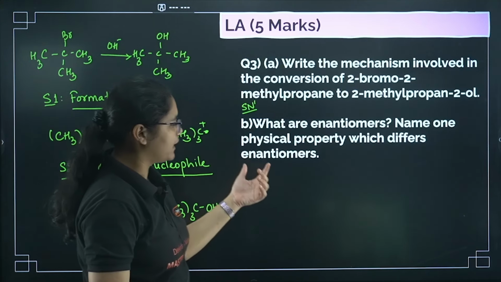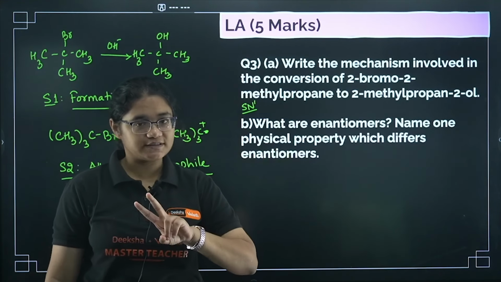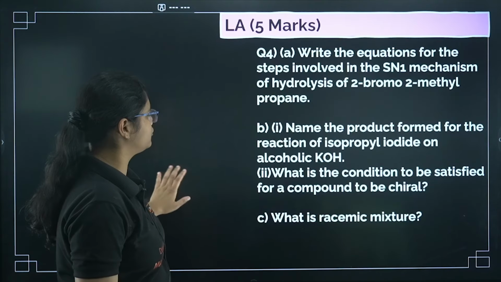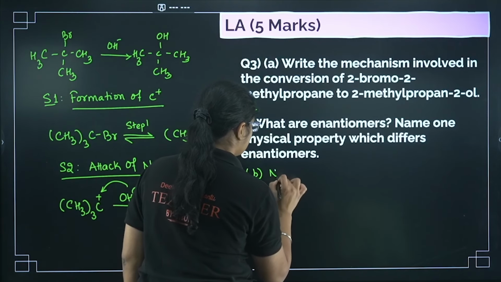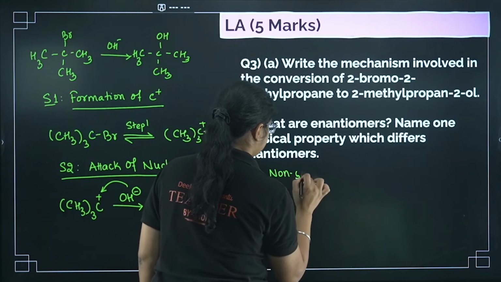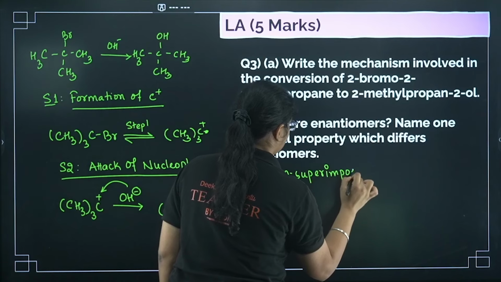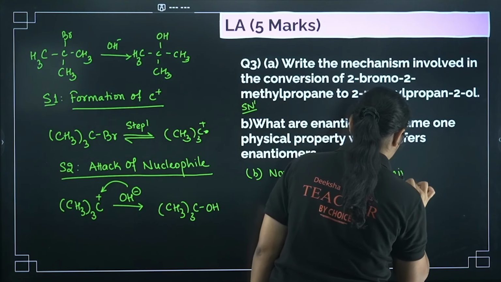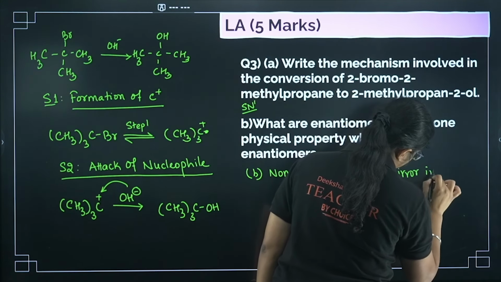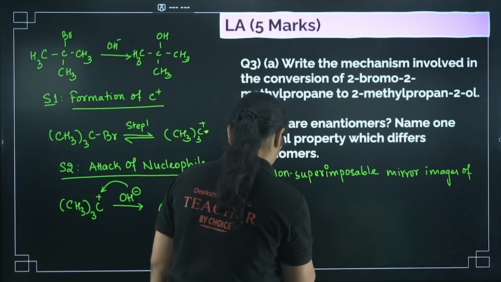Next question is, what are enantiomers, and name one physical property which differs in enantiomers. So this is again a 2 marker. How will you define enantiomers? So see, enantiomers are non-superimposable mirror images of each other.